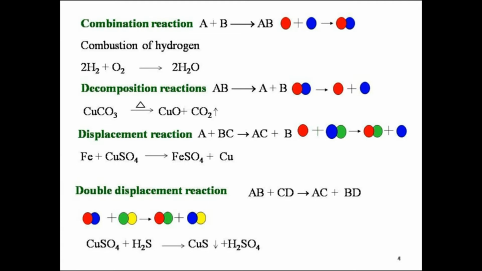For example, for combination reaction, we can take an example of combustion of hydrogen, where hydrogen and oxygen give water. Second one is decomposition reaction. So here copper carbonate decomposes into copper oxide plus carbon dioxide. And third one is displacement reaction, where iron and copper sulfate give ferrous sulfate plus copper, where copper is being replaced by iron. Fourth one, double displacement reaction. Here copper sulfate and hydrogen sulfate give copper sulfate and sulfuric acid.